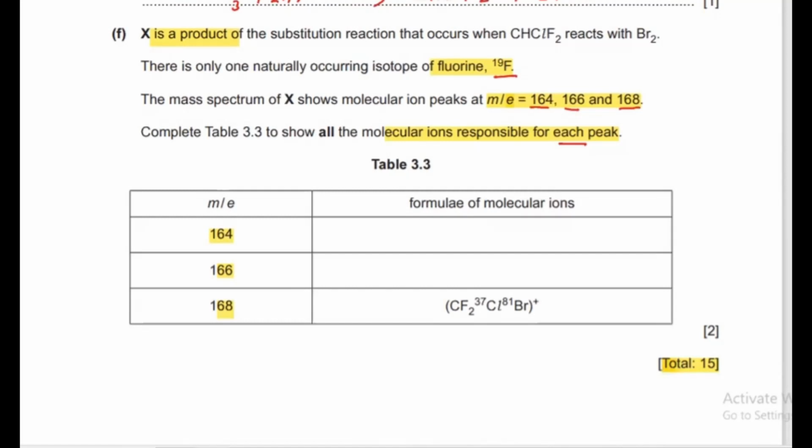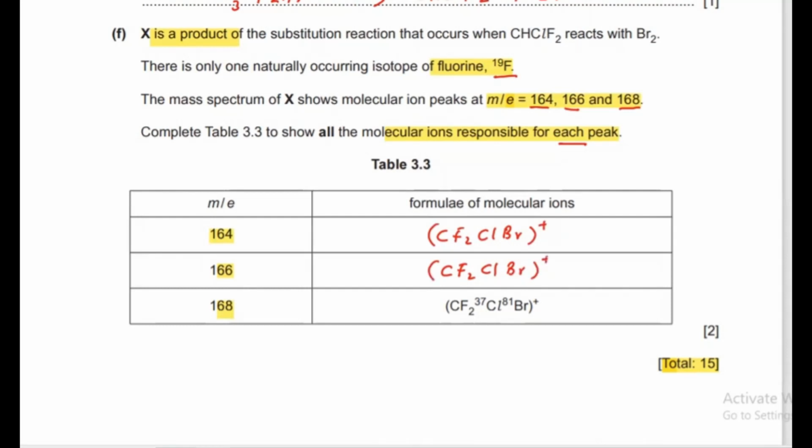the 168 peak is due to CF2ClBr. So we can write CF2 because there is no change in CF2. So we can copy the CF2, so CF2 here and then CF2 here. Now, all the molecular ions contain chlorine and bromine. Then this also contains chlorine and bromine, and these are unipositive ions. So you can make a unipositive ion.